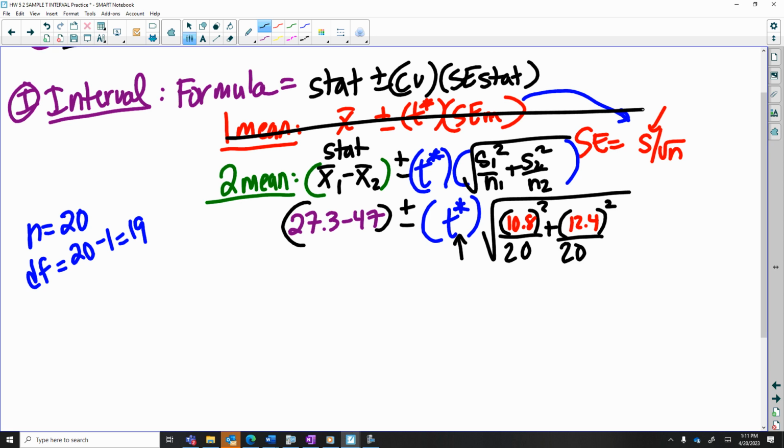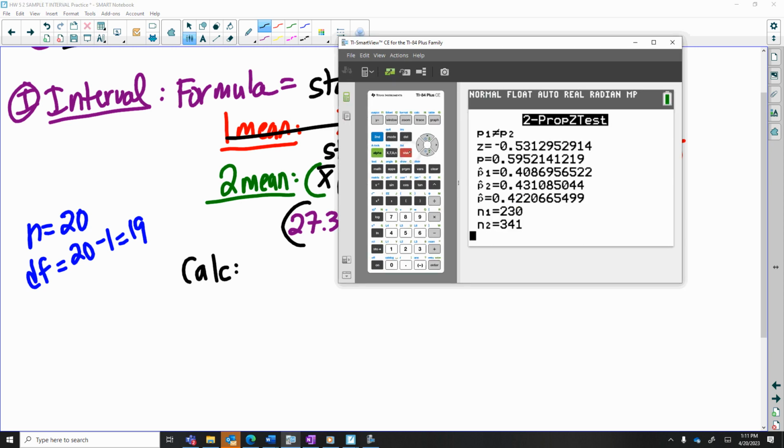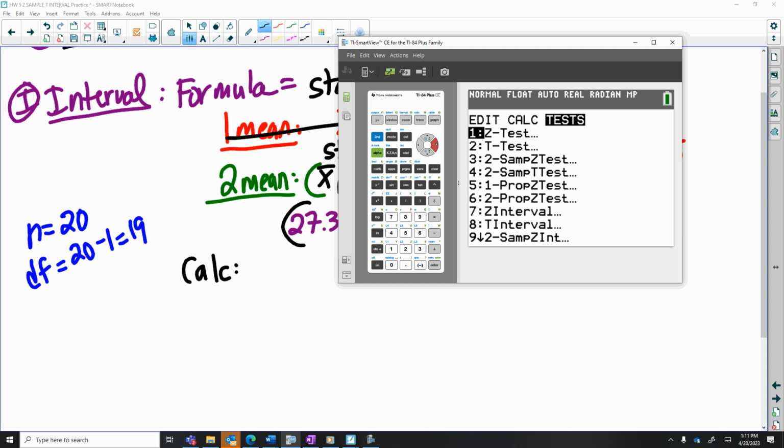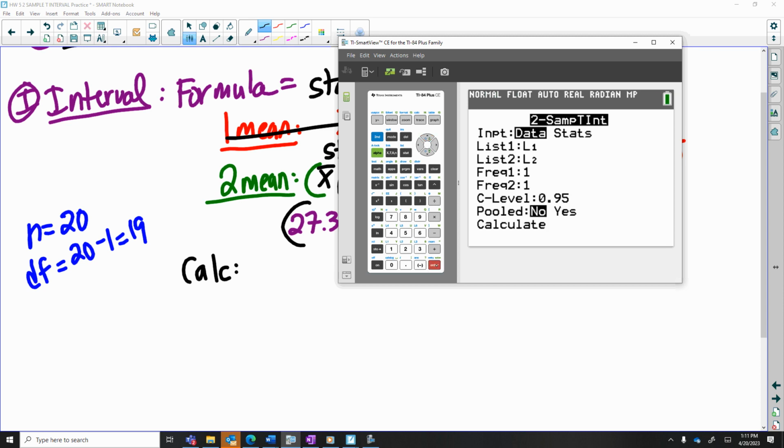We have our symbols, then we have our numbers, and now we can go to our calculator for our actual interval. What you want to do is press stat, go over to test, and choose a 2-sample t interval. 2-sample t interval is number 0 for me, under 2-sample z interval it's 9. Then you're going to do either data or stats. We don't have data in our list, so we're going to choose stats.